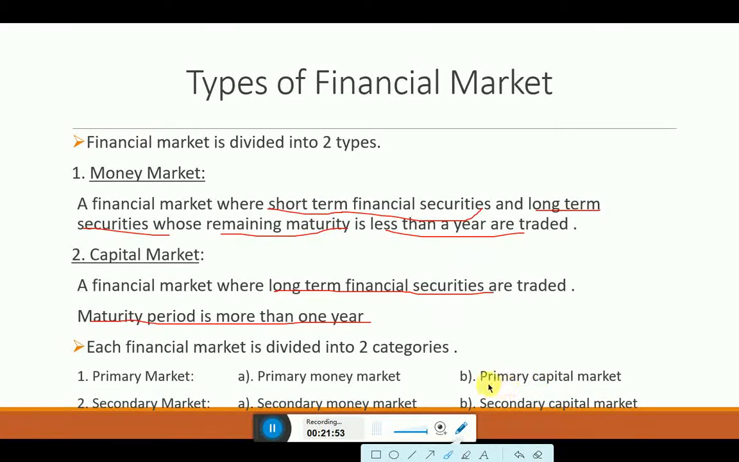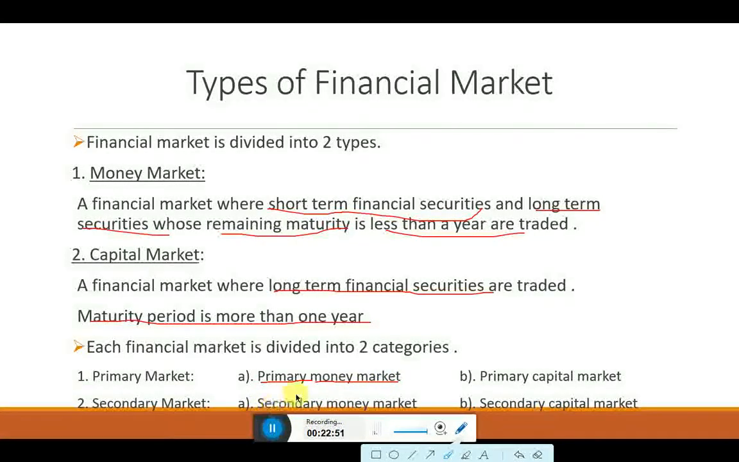Remember, in the definition of the financial market, we studied that it is a market where financial securities are issued. When the financial securities are issued, that market is called the primary market. For example, if a financial security is short-term and it's being issued for the first time, that market will be called the primary money market. Why? Because it's a short-term security, we call it money market, and as it is issued for the first time, we call it primary. In simple words, primary money market is a money market where short-term financial securities are issued. Okay, what is secondary money market?